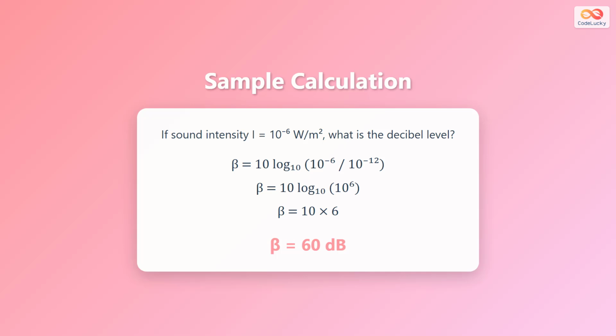Let's work through a calculation. If a sound has an intensity of 10 to the power of negative 6 watts per square meter, what is its decibel level? Using our formula, beta equals 10 times the logarithm base 10 of 10 to the negative 6 divided by 10 to the negative 12. This simplifies to 10 times the logarithm of 10 to the 6th power, which equals 10 times 6. The answer is 60 decibels, which corresponds to the level of normal conversation.